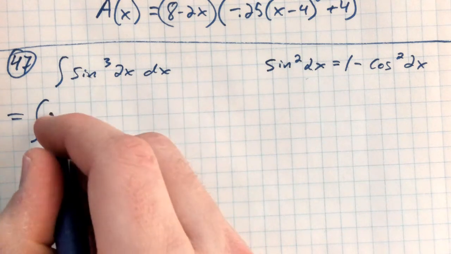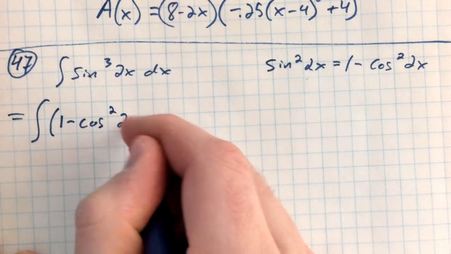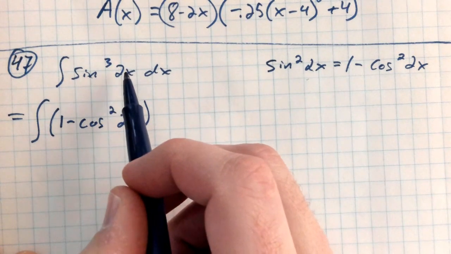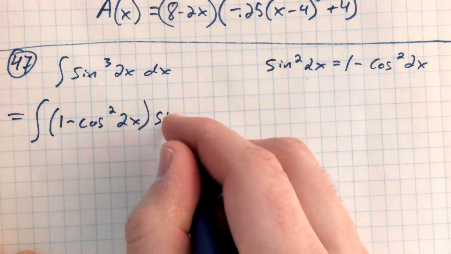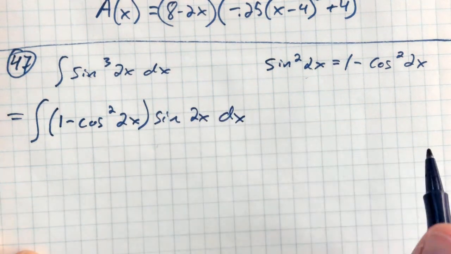So we'll take a sine squared and replace it with this, 1 minus cosine squared 2x. And then, remember, I'll still have a sine left over, so sine of 2x dx. All right?